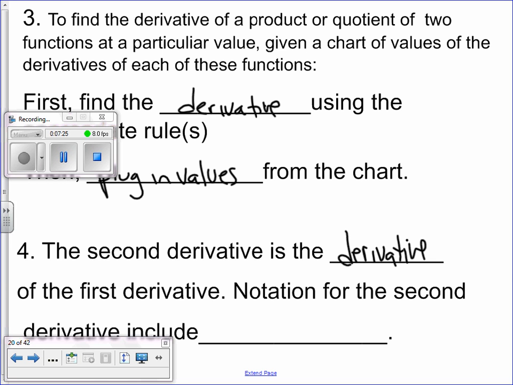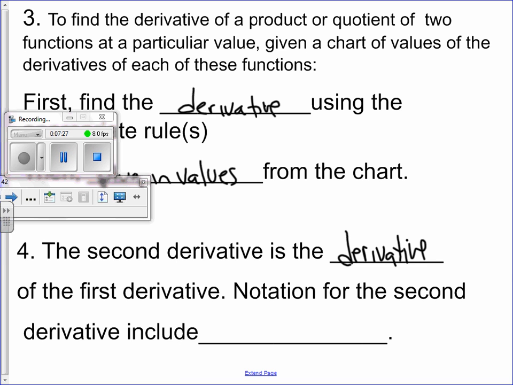And the notation, without looking, can you remember some of the notation for the second derivative that we use? F double prime x. Another one. That's the one I want to see if you remember. So d squared y goes in the numerator, dx squared in the denominator. And then the y double prime. Those are all different ways we can refer to the second derivative. Like d squared y over dx squared, that always bugs the kids.